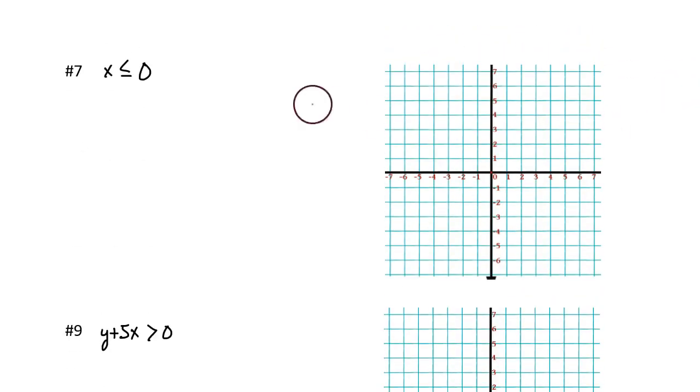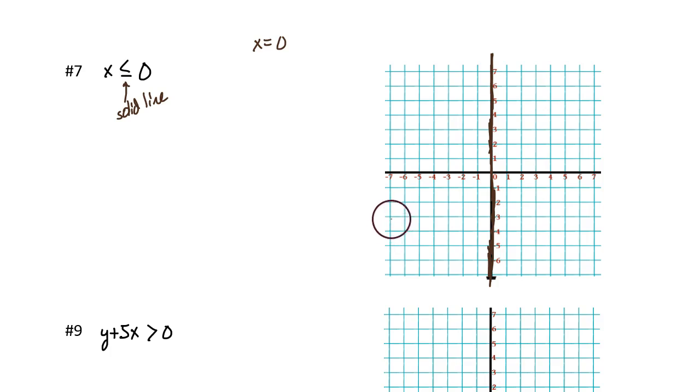Next, number 7. This inequality is like the equation x equals 0. Think what this looks like. This is a line, and it's a vertical line crossing the x-axis at 0. Before we draw it, let's decide if we want a solid or a dashed boundary line. We want to have a solid boundary line. So take your pencil, cross the x-axis at 0, and draw a vertical line. You're essentially just tracing over top of the y-axis line.